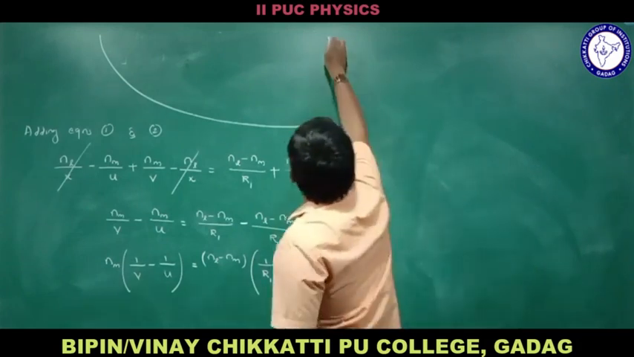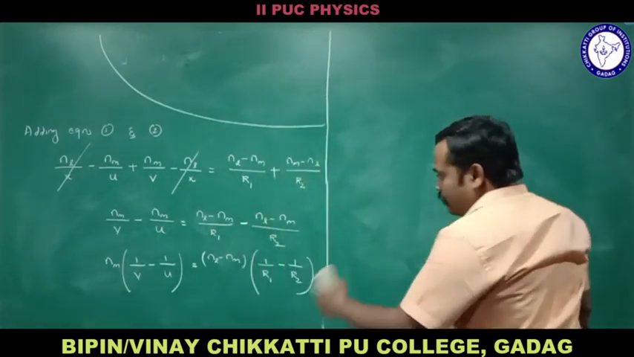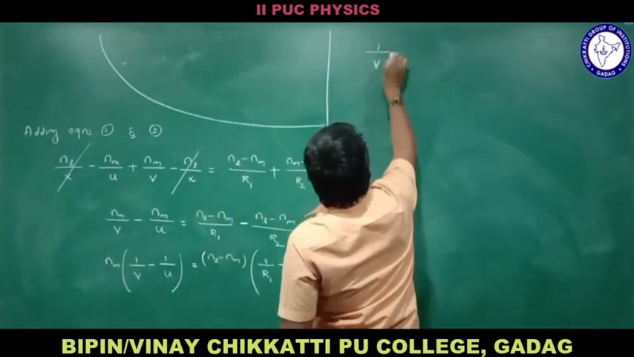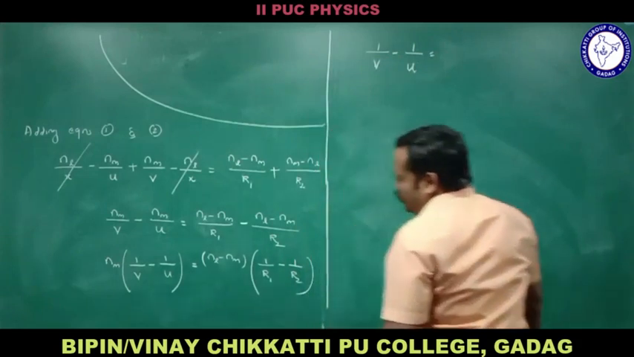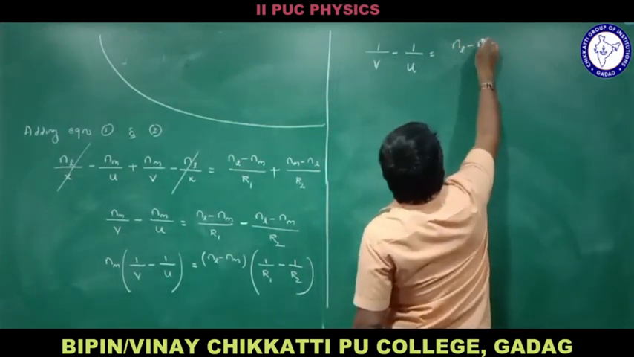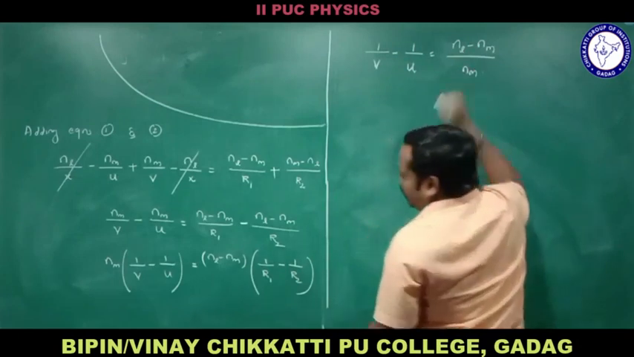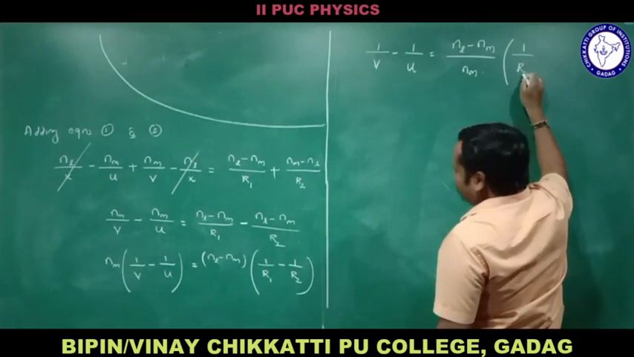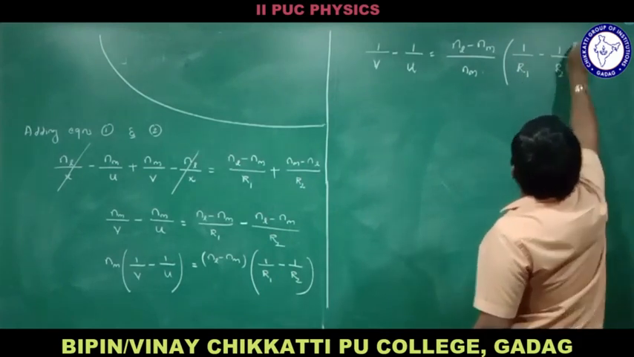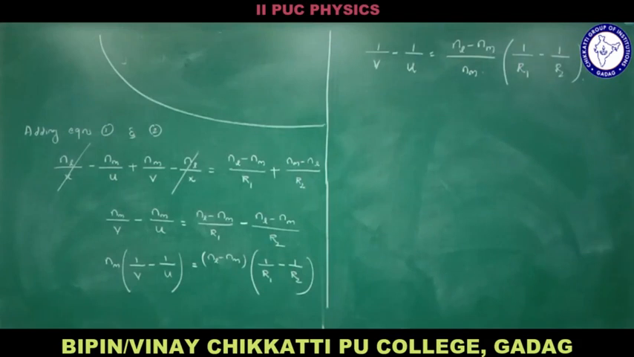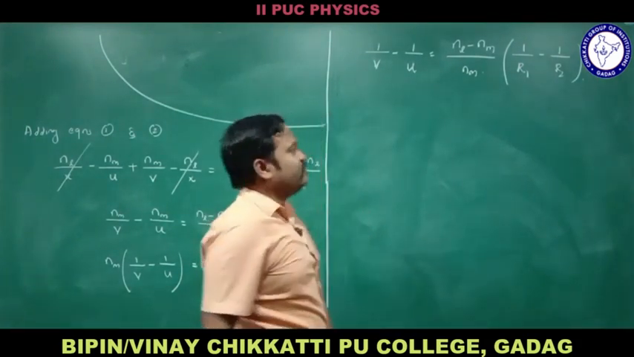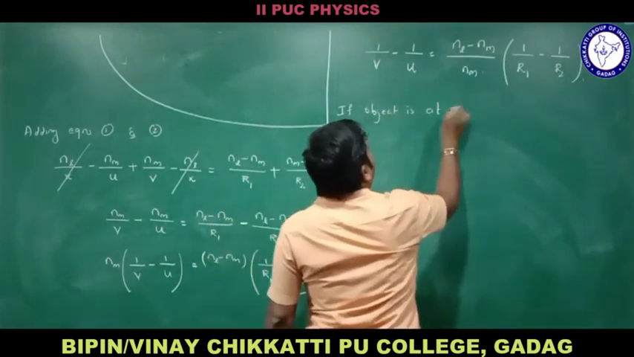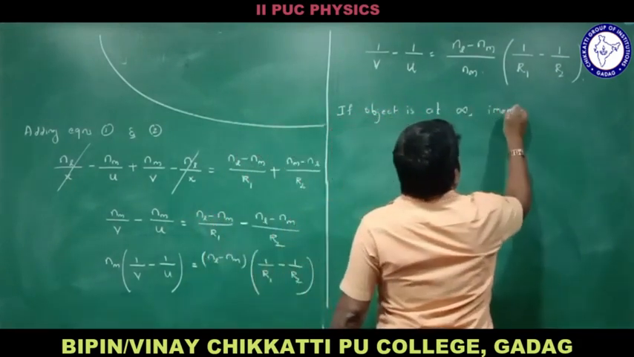Okay, what do I get? If I am taking this nM to this side, what do I get? 1 divided by v minus 1 divided by u equals nL minus nM divided by nM, times 1 divided by R1 minus 1 divided by R2. Now, for example, if the object is at infinity, where is the image?